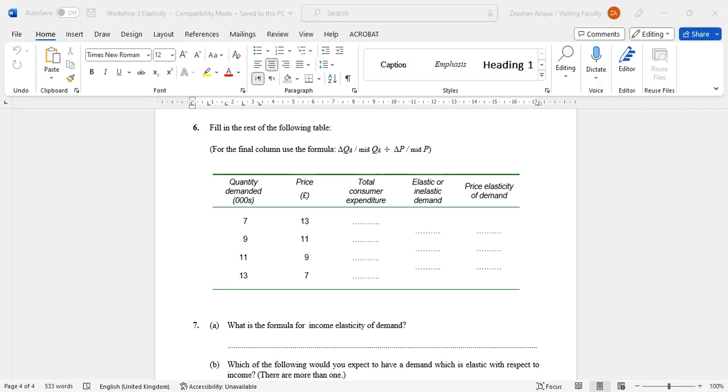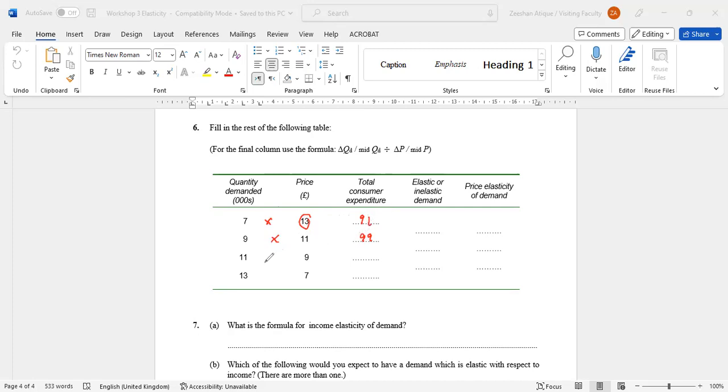To find the total expenditures, you need to multiply the quantity with the price. This is the quantity which a consumer is buying, and this is the price he is paying. So the total expenditures for the first row is 7 multiplied by 13, which is 91. Now if you multiply 9 with 11, you get 99. So the price fall from 13 to 11 actually increases your total revenue from 91 to 99.